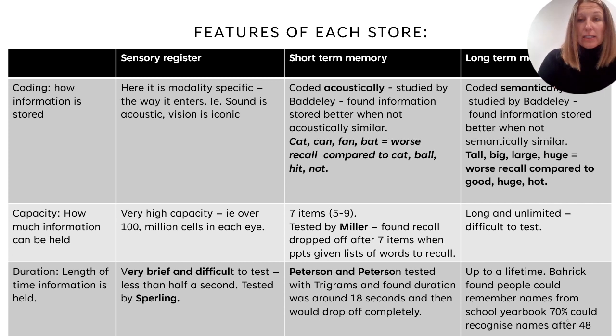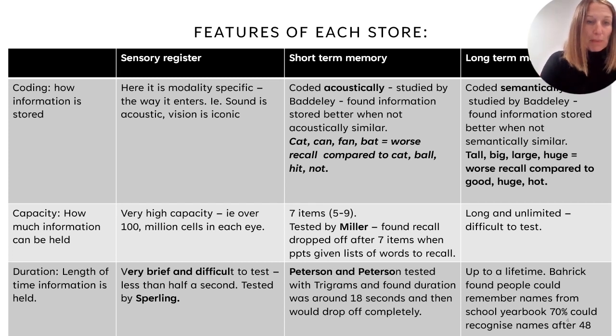He also then tested long-term memory. He gave a list of words that were semantically similar, so tall, big, large, huge, and the recall for that after 20 minutes was worse compared to, say, good, huge, hot, so semantically different words. And he said, again, because the semantically similar words got muddled up, long-term memory is encoded semantically. So if you take nothing else away from this, take away the fact that short-term memory is coded acoustically, sound, and long-term memory is coded semantically, meaning.